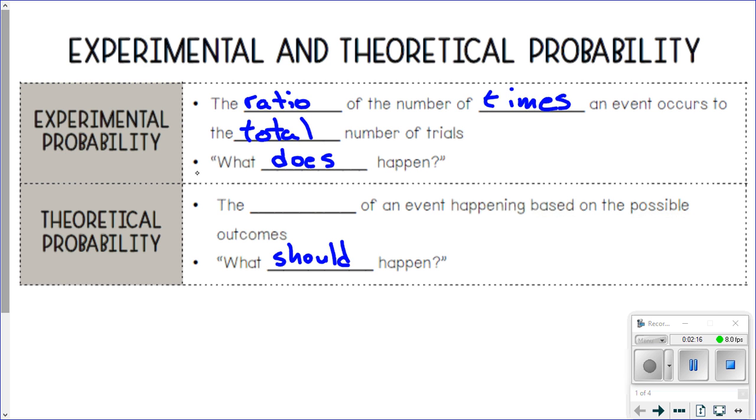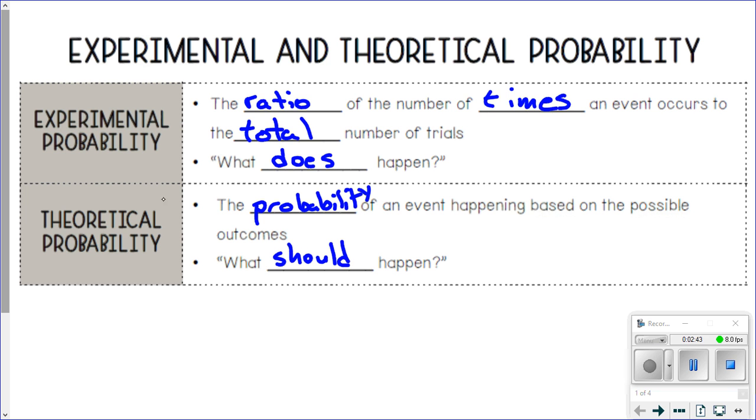All right? And theoretical probability is the probability, let me write this down, I can't speak and write at the same time, the probability of an event happening based on the possible outcomes. So this is what should happen. So when I flip a coin, half the time it should land on heads, and half the time it should land on tails. But we know that that's not always going to be true.